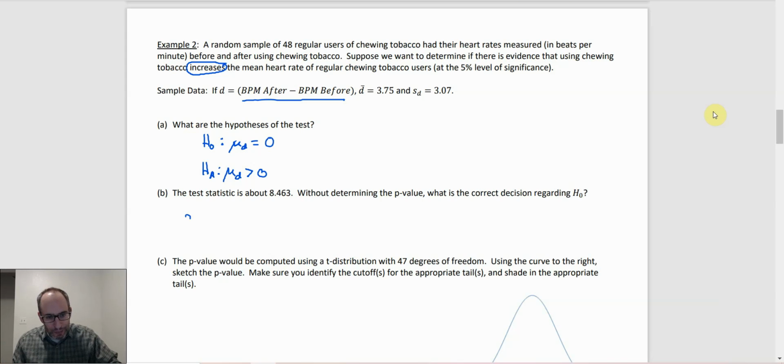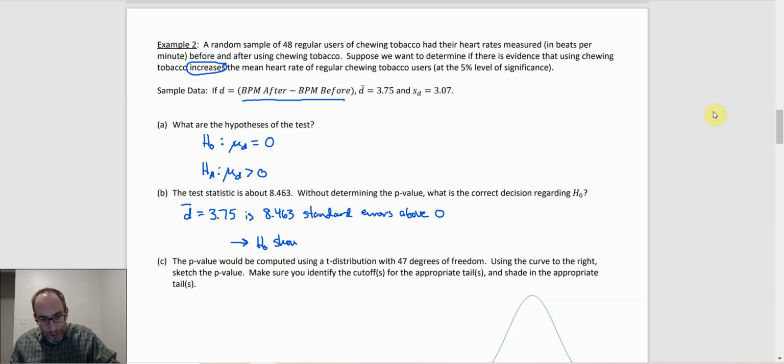So let's see. I'll try to write out the thing that I said. That d equals 3.75 is 8.463 standard errors above 0, which is a lot. Like, that's really a lot. So then what we would think would happen is that the null should be rejected, which is absolutely correct.